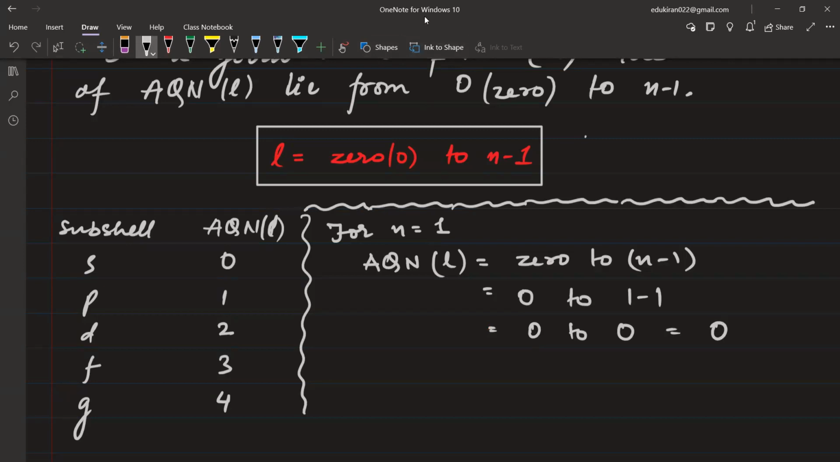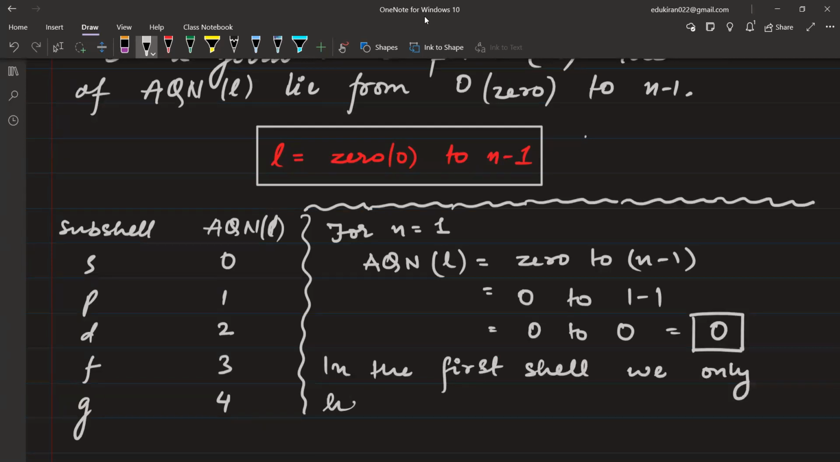That means which subshell is it? If we are getting l equal to 0, all of you understood? That means we can write that in the first shell, we only have the S subshell. All of you understood this? Yes or no? Please tell me.